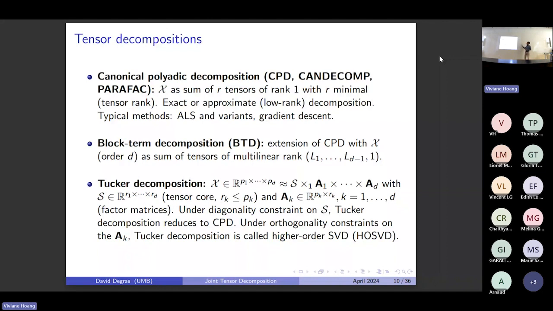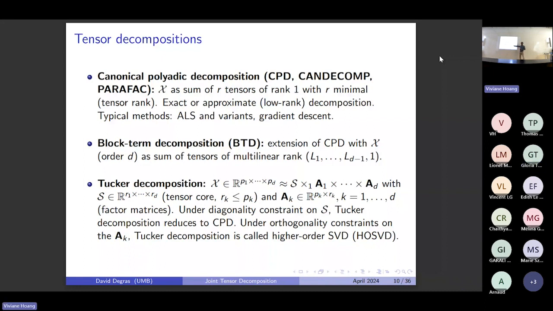We can extend that and say, instead of decomposing a tensor with rank 1 tensors, we can use tensors that have a higher rank. And by higher rank, I mean multilinear rank. I don't really want to go into the detail of that, but basically that will give you a little more flexibility in the decomposition. And it will allow you to capture interactions between different modes. So that's called a block term decomposition. And if I was to set my multilinear rank here to 1, 1, 1, then I fall back to this CPD decomposition. So this is a generalization of this.